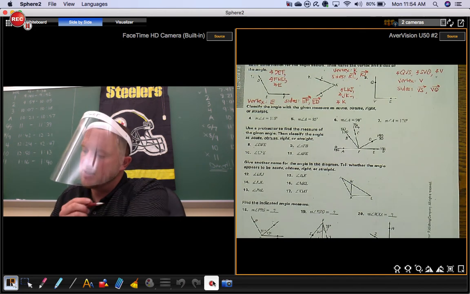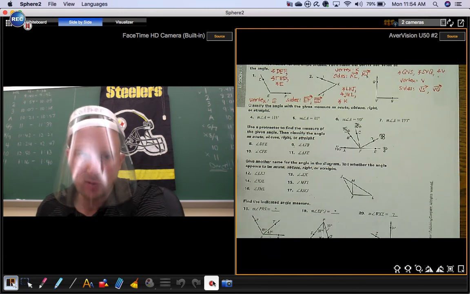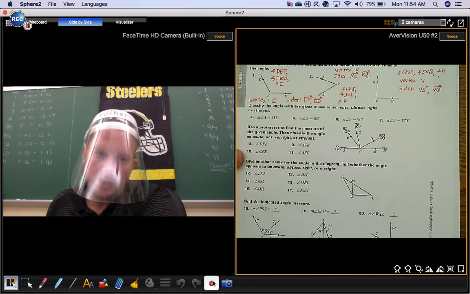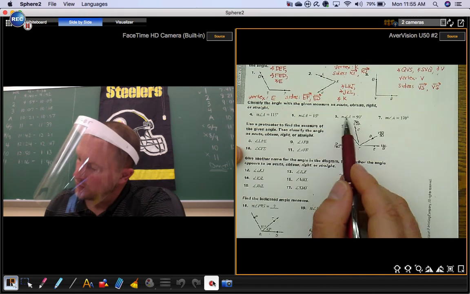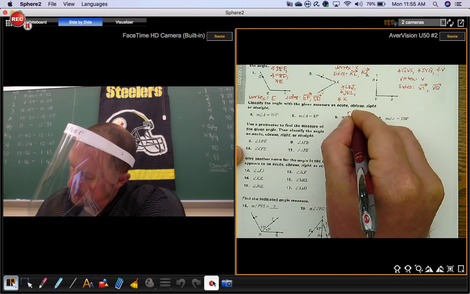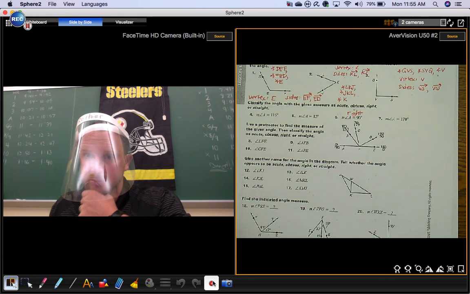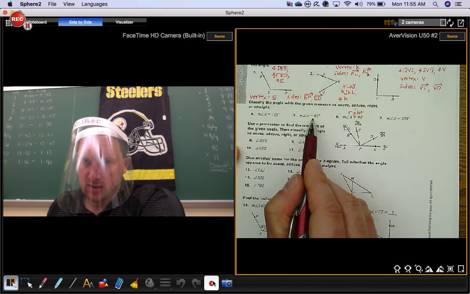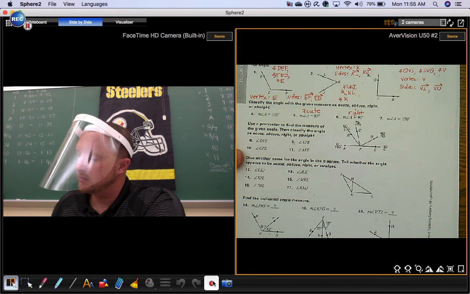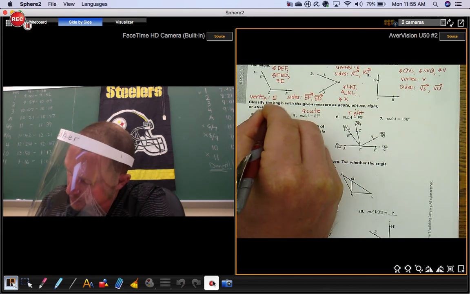For numbers 4 through 7, they want you to classify the angle with a given measure as acute, obtuse, right, or straight. So we're just looking at a measure and then giving it that classification. So if we start with number 6, the measure of angle A equals 90. That's a right angle. Right angles have 90 degrees. Now if they have less, like this one at number 5, you would classify it as acute. If it has more than 90, you would classify it as obtuse.